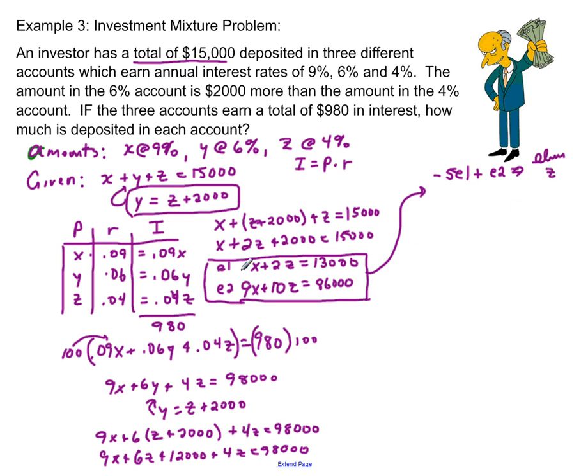All right, so what happens here? Negative 5 times x in the first equation, minus 5 times 2, that's negative 10 times z, equals negative 5 times 13,000, that's negative 65,000. We're adding that to 9x plus 10z equals 86,000.